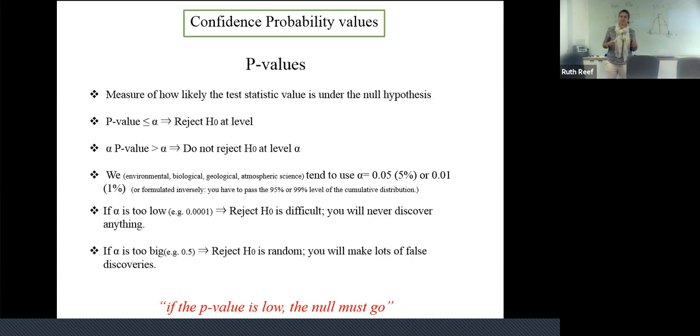Okay, so if the p-value is low, the null must go. Because remember what we said, a null hypothesis is everything from the same population. We're always talking elephants and hippos. But actually what we're seeing here is, no, this point isn't from that population. Okay, p-value is low. It's not a hippo.